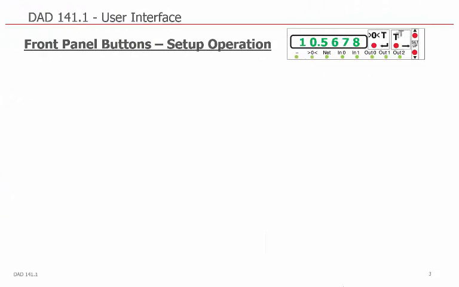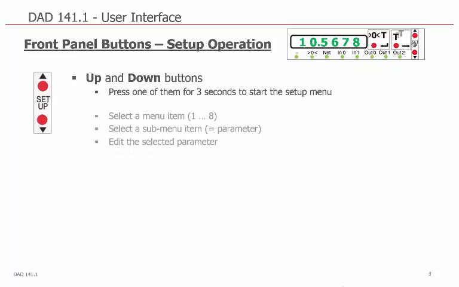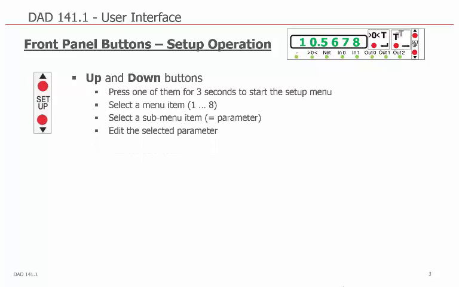The user interface. Front panel buttons. Here's setup operation. Up and down buttons. Press one of them for 3 seconds or longer to start with the setup menu. Select a menu item between 1 and 8. Select a submenu item to choose the parameter. Edit the selected parameter.